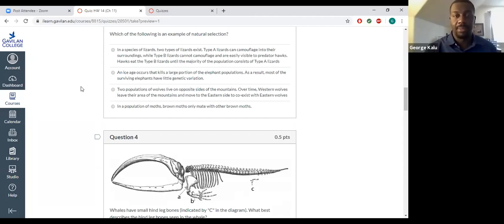B says an ice age occurs that kills a large portion of the elephant populations. As a result, most of the surviving elephants have little genetic variation. C says two populations of wolves live on opposite sides of the mountains. Over time, the western wolves leave their area of the mountains and move to the eastern side to coexist with the eastern wolves. And then D, in a population of moths, brown moths only mate with other brown moths. Okay. Which one is an example of natural selection?